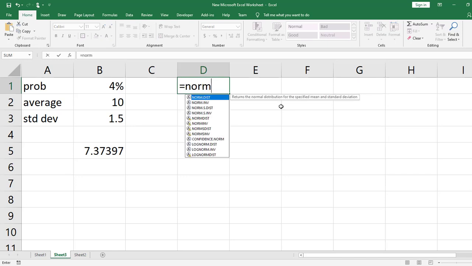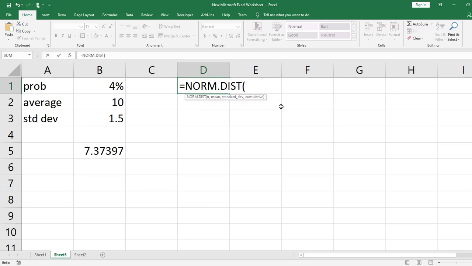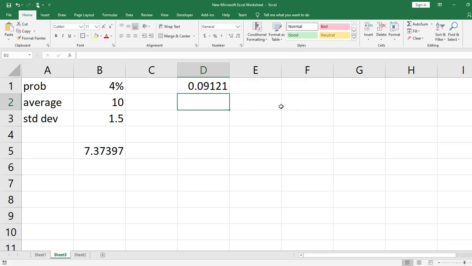Let's type it in. Let's imagine we decide to round up to 8. If we round up to 8, I want to know what percent of dishwashers we would actually replace. And we would replace not 4%, but over 9%.